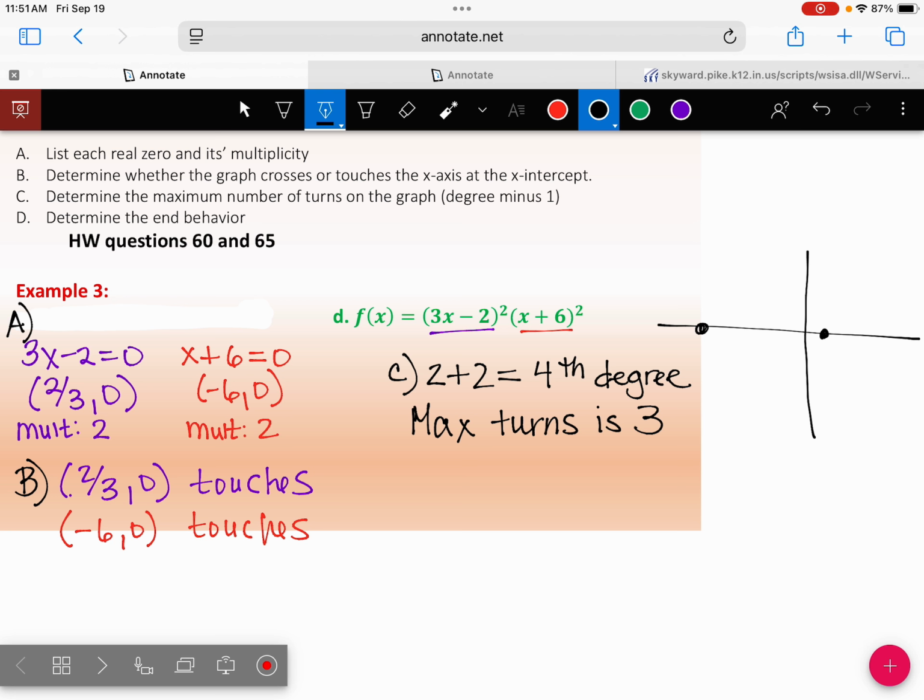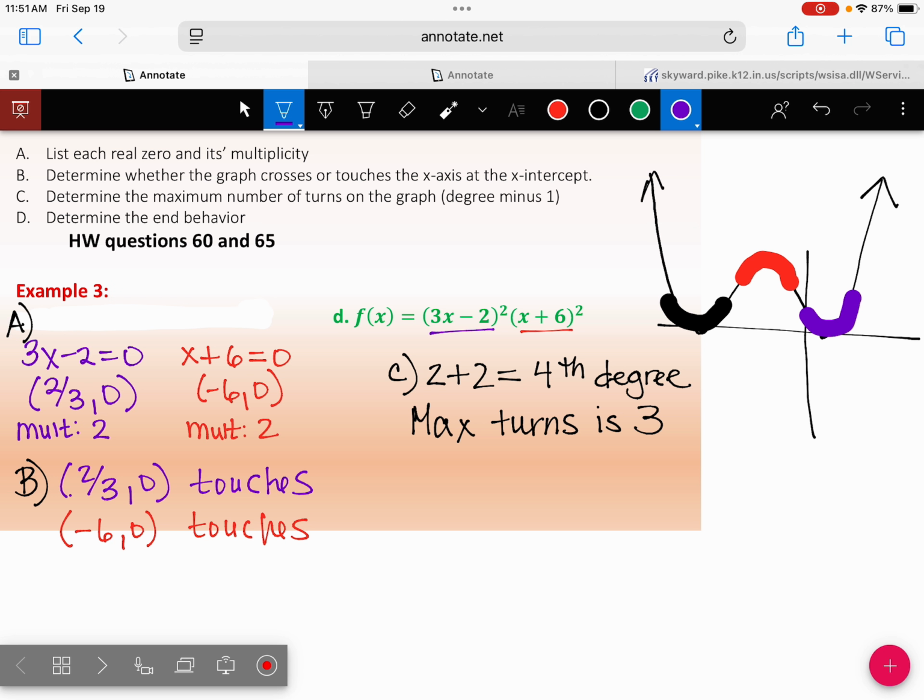So what that means is that the graph is going to come down, hit that point, and then bounce back up. Make a U-turn, hit that point, and then bounce back up. It never actually crosses through. And if you look at the number of turns, there's a turn here. There's a turn here. There's a turn here. There's 3 turns. That's what I mean by the maximum number of turns. The max number of U-turns you can have is 1 less than your degree.